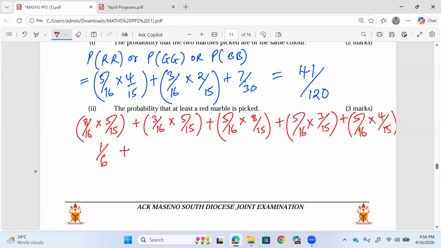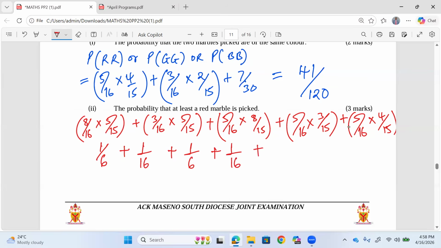Then 3 over 16 and 5 over 15. This is giving me exactly 1 over 16. The next is 5 over 16 multiplied by 8 over 15. This is exactly 1 over 6. Then here we have 5 over 16 multiplied by 3 over 15. This is exactly 1 over 16.